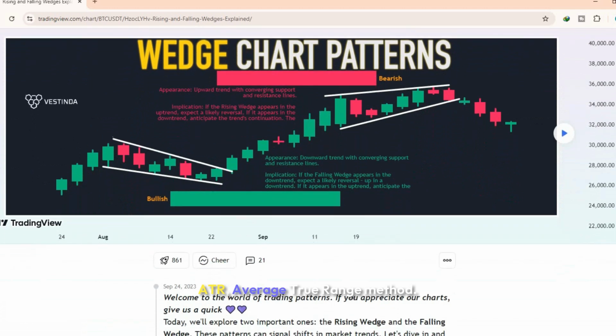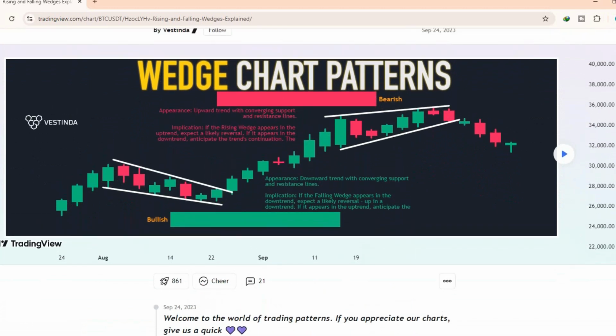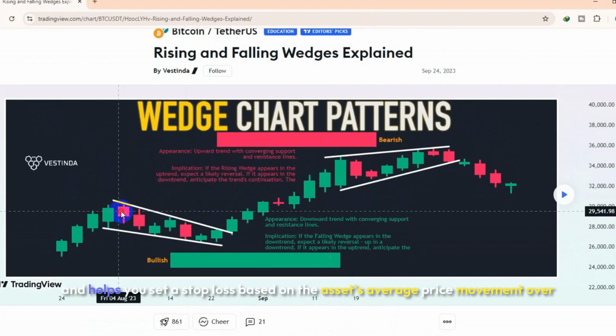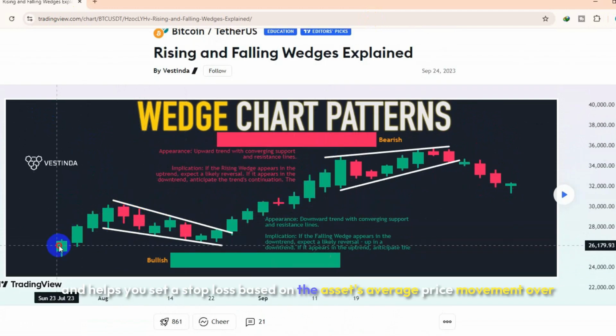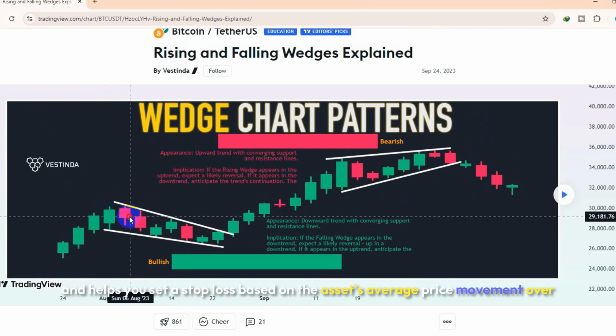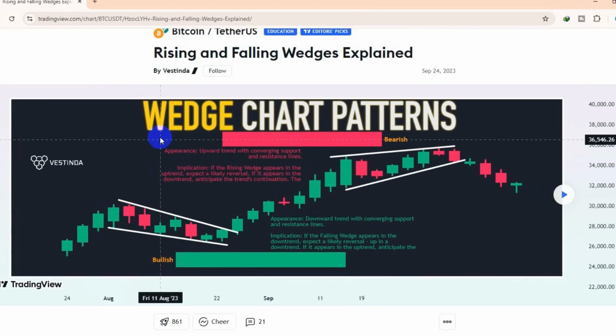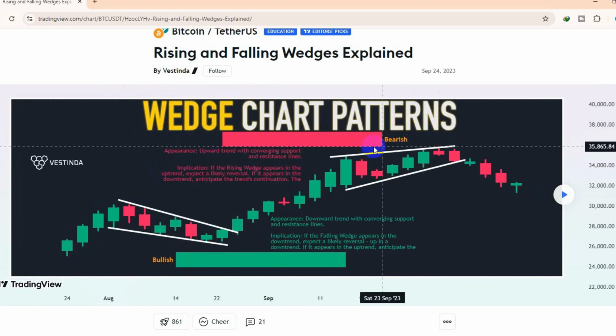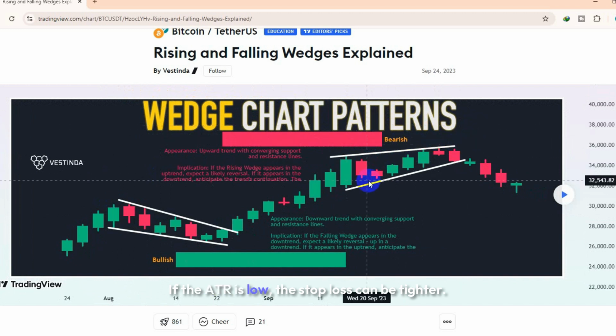ATR, Average True Range method. The ATR indicator measures market volatility and helps you set a stop loss based on the asset's average price movement over a specific period. If the ATR is high, the market is volatile, so the stop loss should be wider. If the ATR is low, the stop loss can be tighter.